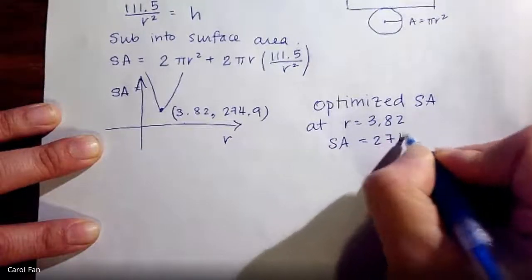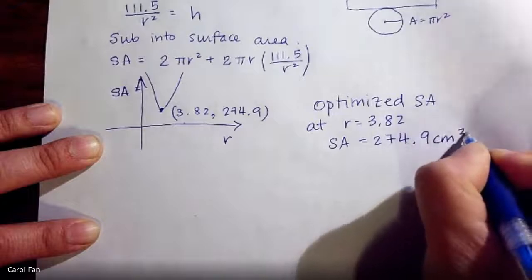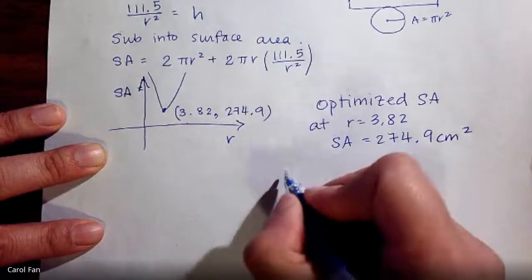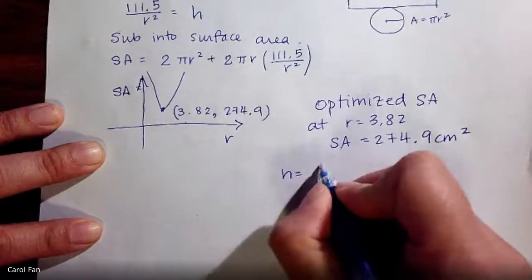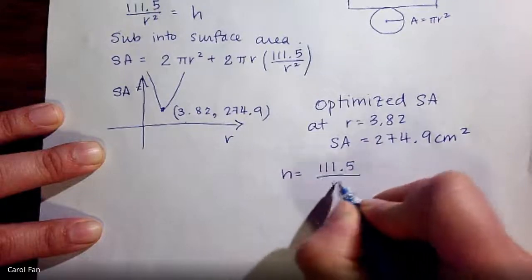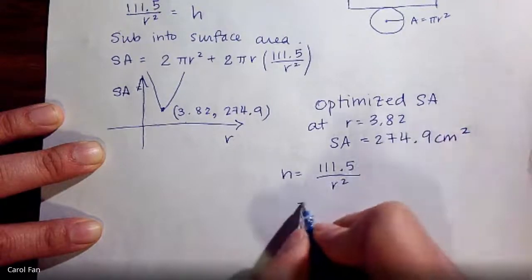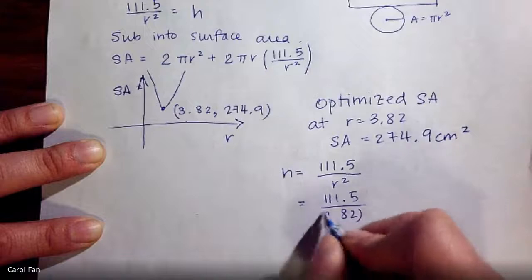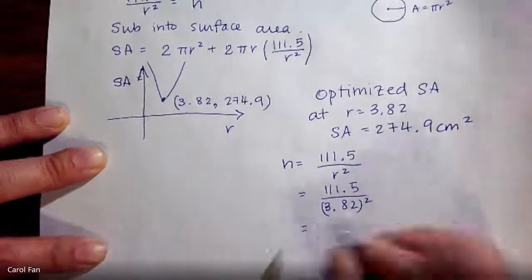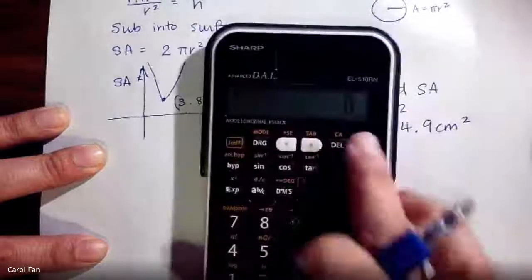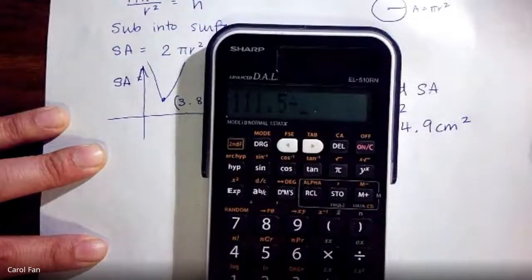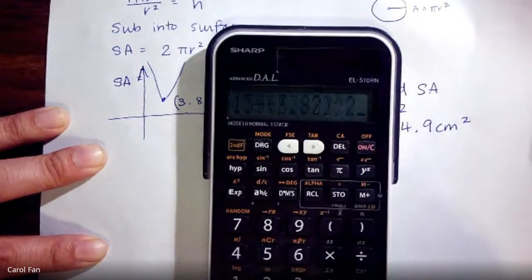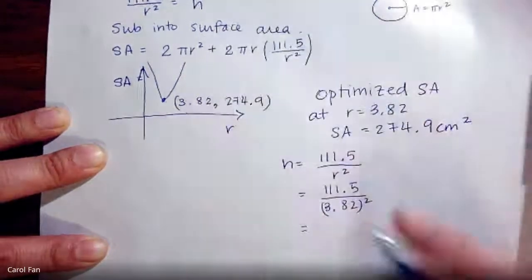Surface area is 274.9 centimeters squared. Now, we also need to find the height, and we're going to go back to our equation. Height is 111.5 divided by r squared. We're going to substitute our r squared in. 111.5 divided by 3.82 squared is 7.6.